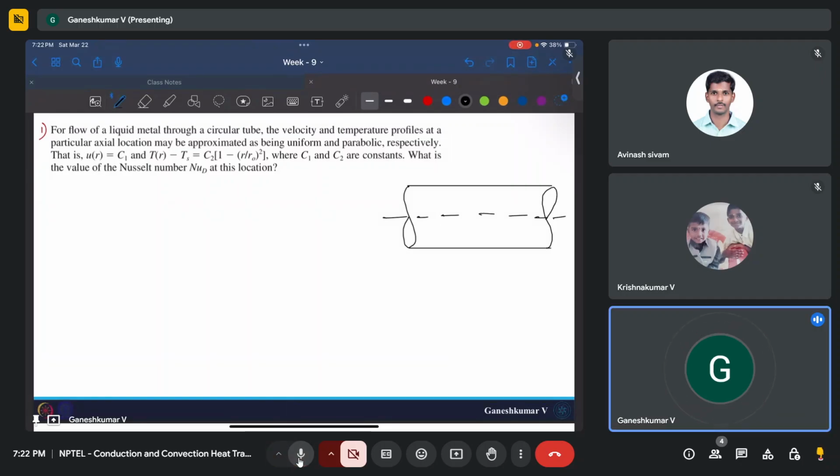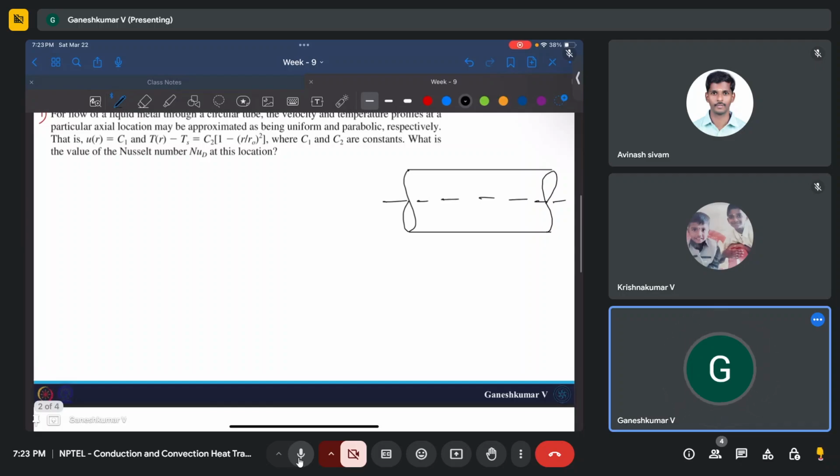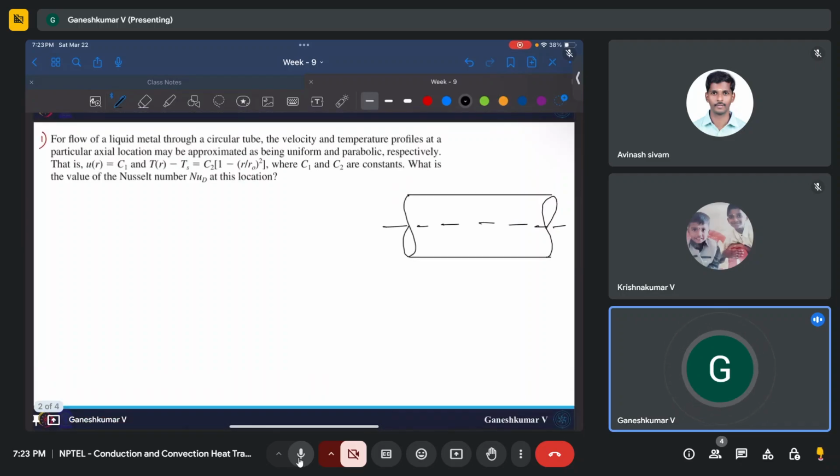All right. So here, this is our R naught, and this is our radial direction. This is our axial direction Z. Now, at some location, let's say this is the location, they have the velocity profile and the temperature profile, T of R. So let me write that down here.